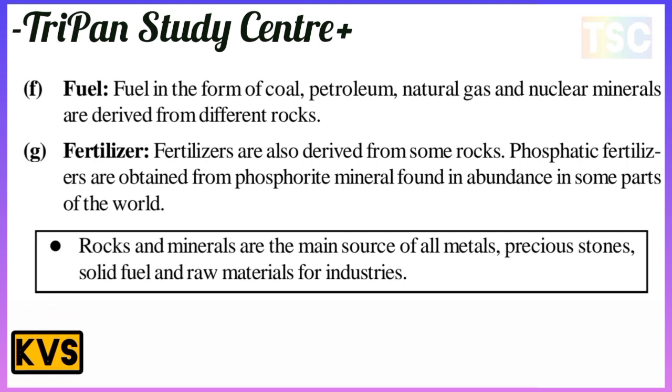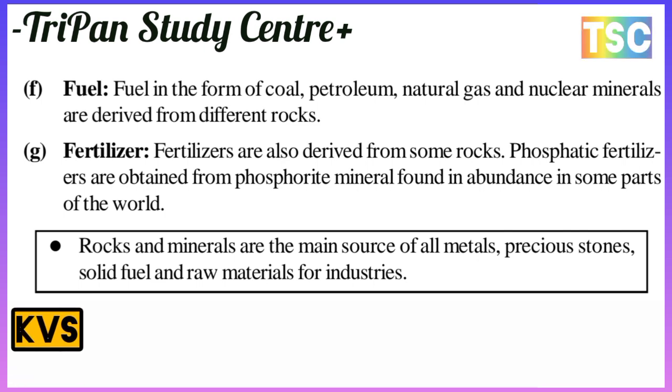And fertilizer, you may also be confused. Fertilizer from rock for economic purposes seems impossible, but here it is important. Fertilizers are also derived from some rocks. Phosphatic fertilizers are obtained from phosphorite minerals found abounding in some parts of the world. This is a fertilizer use of rock, with great economic value. The most important part here is that rocks and minerals are the main source of all metals, precious stones, solid fuel, and raw materials for industries. That is the most important point for the economic value of rock.